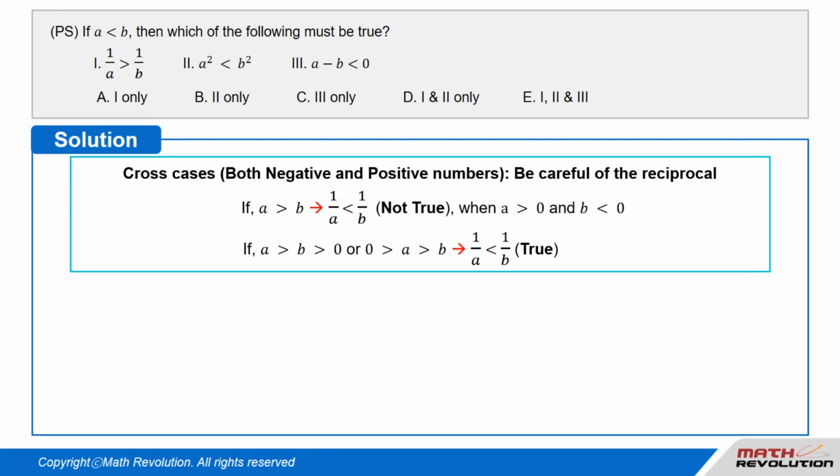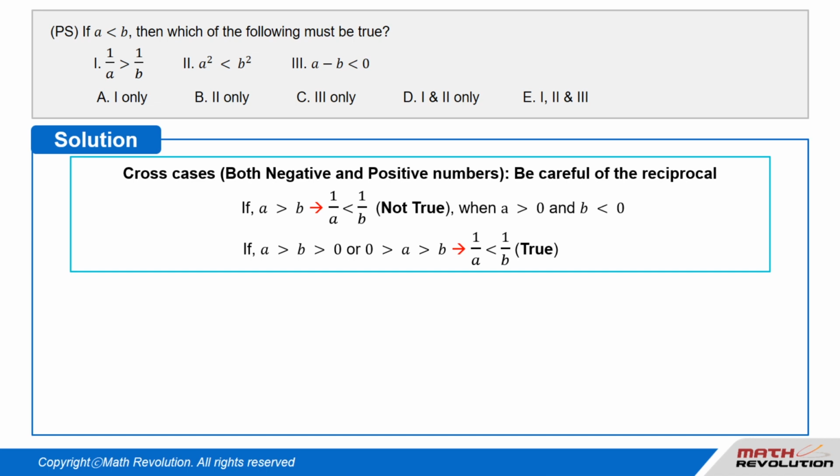Solution. Cross cases. Both negative and positive numbers. Be careful of the reciprocal. Always be careful when dealing with negative numbers, including cross multiplication cases, which are related differently to positive numbers and negative numbers. If we are given that A is greater than B, then 1 over A is smaller than 1 over B will not be true when A is greater than 0 and B is smaller than 0.